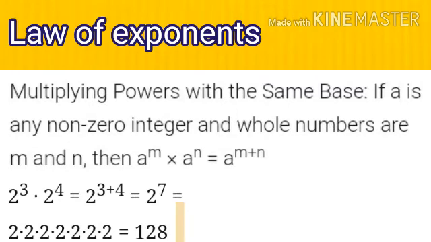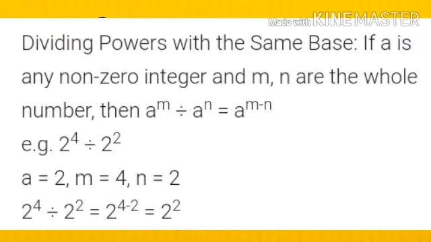Law of exponents. Multiplying powers with the same base: if a is any non-zero integer and m and n are whole numbers, then a raised to the power m into a raised to the power n is equal to a raised to the power m plus n. For example, 2 raised to the power 3 into 2 raised to the power 4 is equal to 2 raised to the power 3 plus 4, which is equal to 2 raised to the power 7, which means 128.